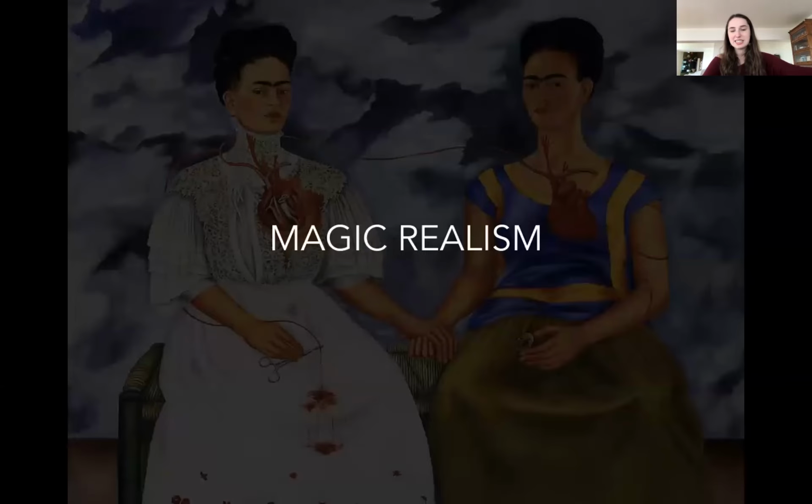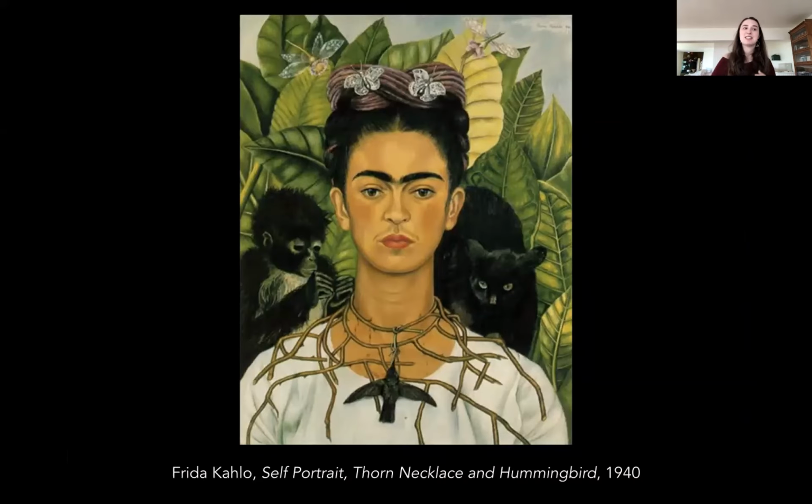So similar idea, magic realism. This isn't a movement so much as it's a term applied to a category of art that was all kind of going on around the same time. I, with my own art today, could refer to myself as a magic realist. But essentially what magic realism is, is realistically painted impossible scenes.